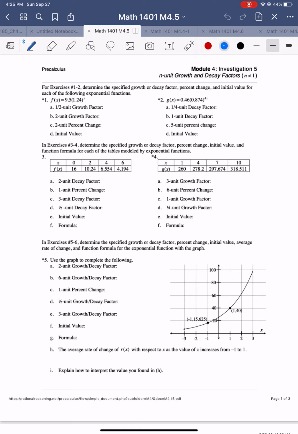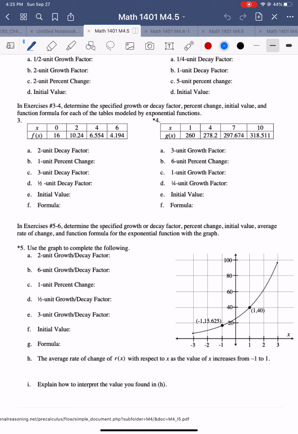Okay, so 2 unit growth factor means x is increased by 2. As you notice, the points that we have go from -2 to 0, so it increases by 2. So we can just use the y values, and that will be the 2 unit growth factor. So I'm going to do 40 divided by 15.625, which I got 2.56.